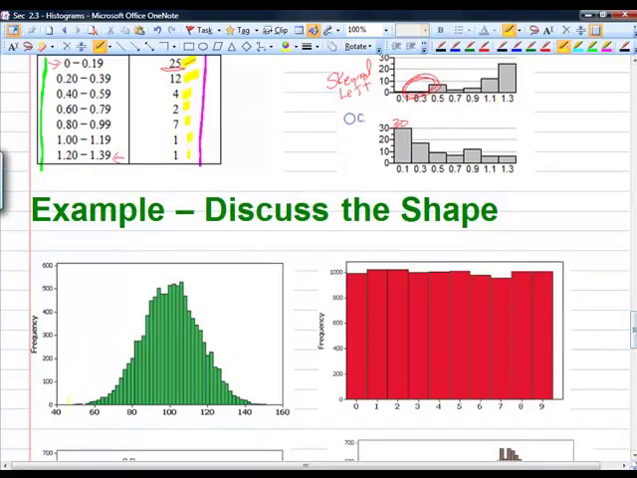What shape does this one look like? It's symmetrical, definitely. Bell-shaped. And what did I say symmetric and bell-shaped meant? Normal. This is a normal distribution because it is symmetric and bell-shaped.